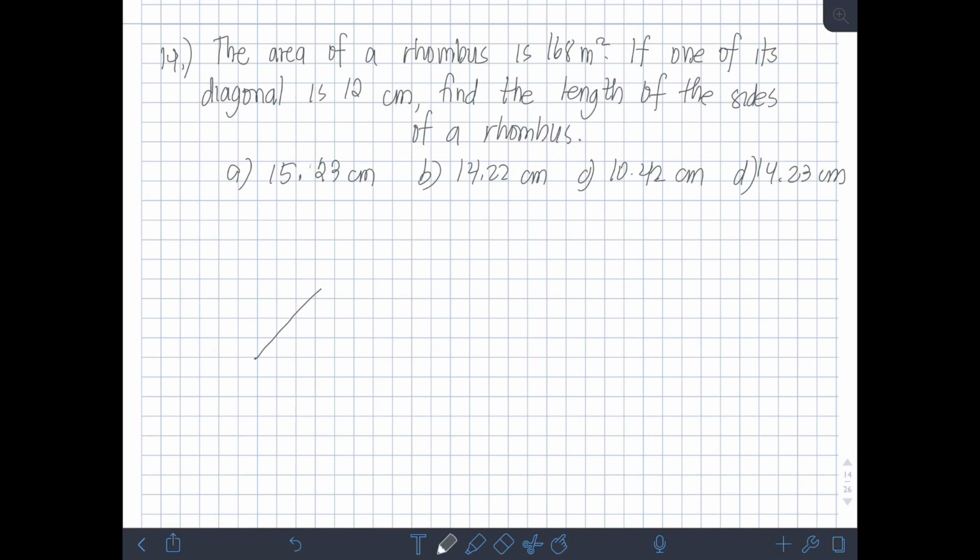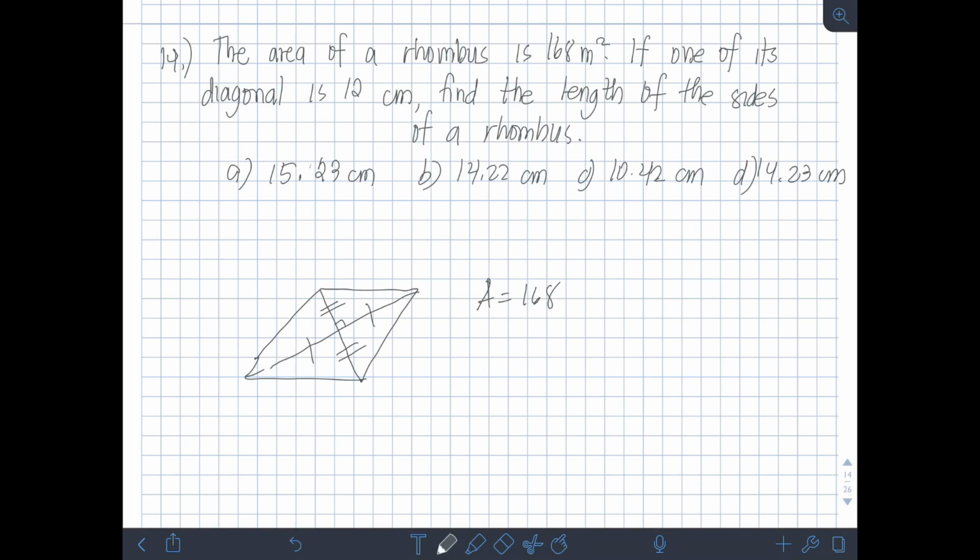Okay, so drawing tayo ng rhombus. So sabi, yung area daw ng rhombus ay 168. Tapos yung diagonal na isa ay 12. So diba ito yung diagonal niyan? By the way, yung diagonals ng rhombus ay perpendicular sa isa't isa, tapos nagbabisect sa each other. So equal to dito, tas ito dito.